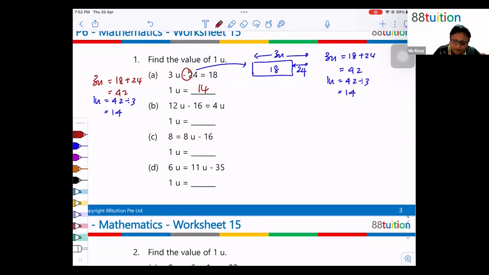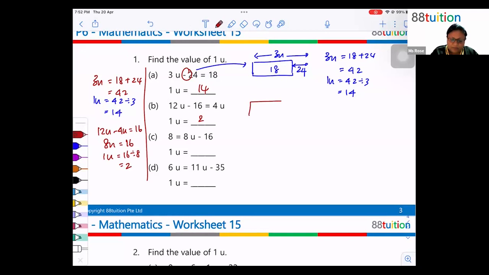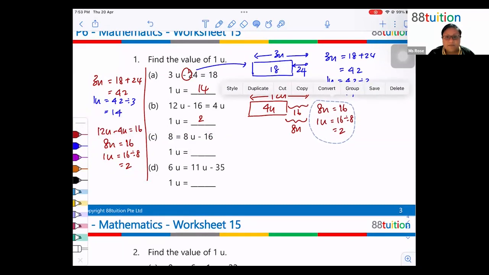If I take number 2 and do it this way, on the left I will get 12 unit minus 4 unit is equal to 16. So 8 unit is equal to 16. 1 unit will be equal to 2. But if I were to use a model to represent this, it means 12 units short of 16 to give me 4 unit. That makes this 8 unit. Then you will still get the same answer.